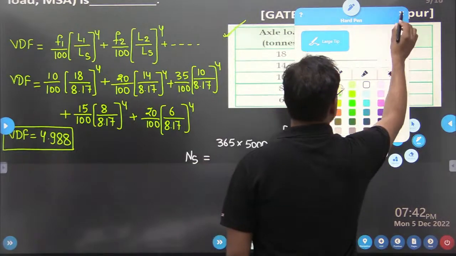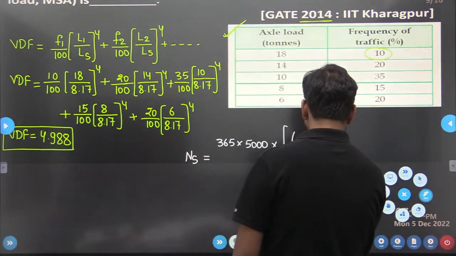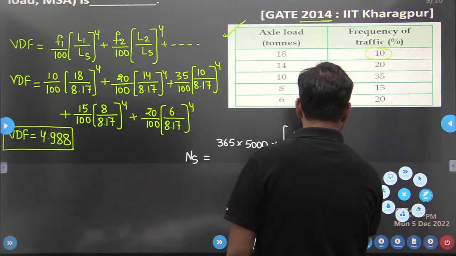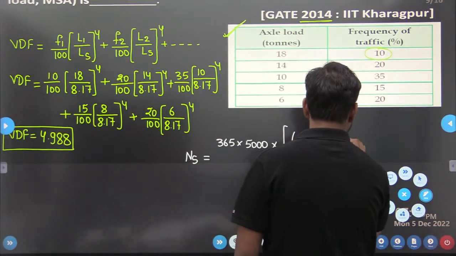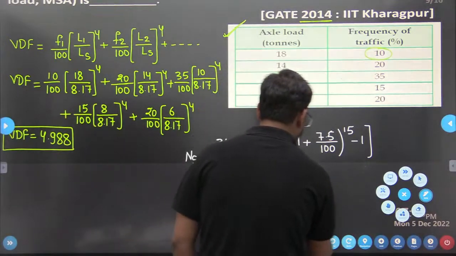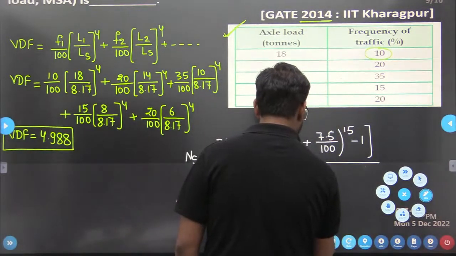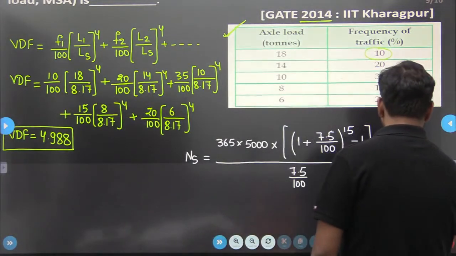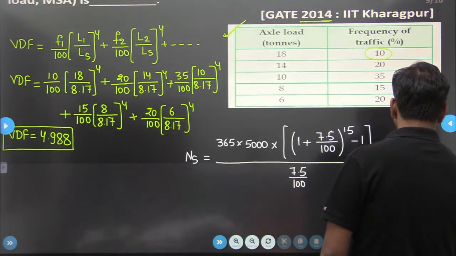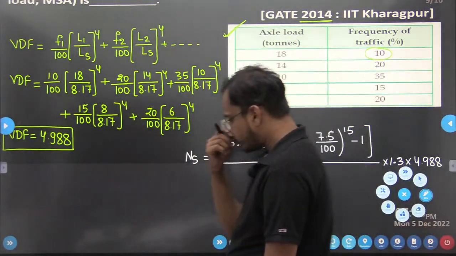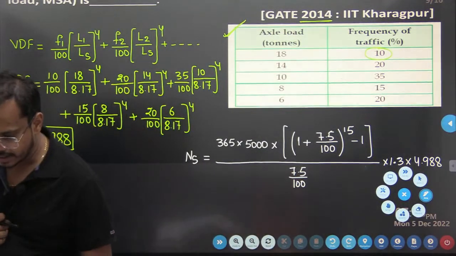So 1 plus R by 100, that means 1 plus 7.5 by 100 whole raised to power n, where n is 15, minus 1, dividing by R by 100, that is 7.5 dividing by 100, multiplied by lane distribution factor 1.3, and vehicle damage factor 4.988.